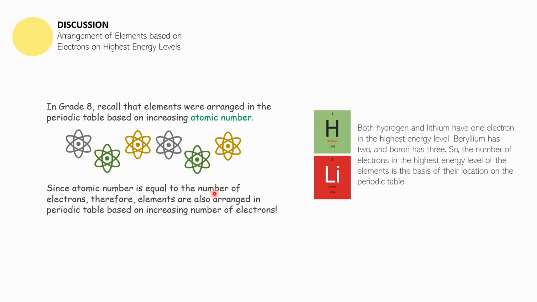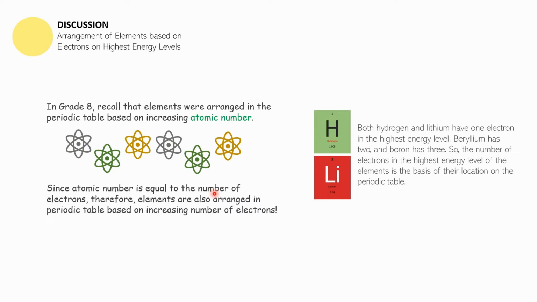We can expect that since hydrogen and lithium have one electron in their valence shell, or outermost shell, both of them belong to group number 1. Beryllium, since it has two in its outermost shell, has group number 2. And then boron is group number 3.